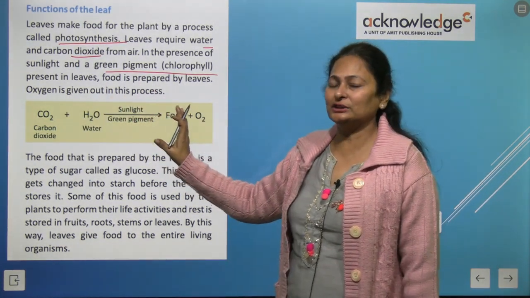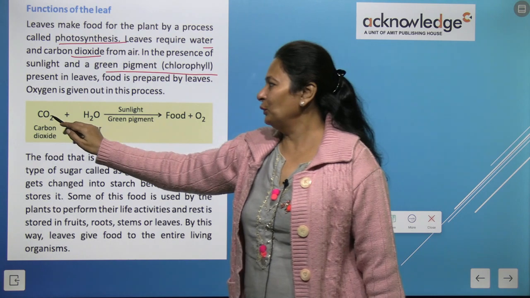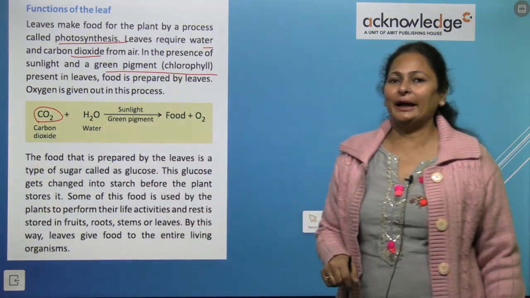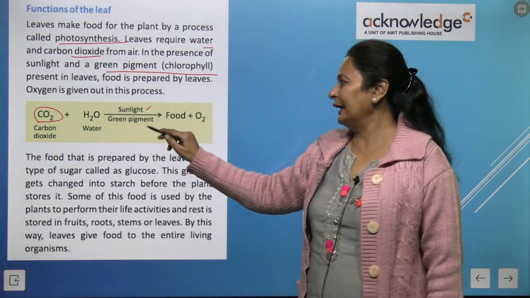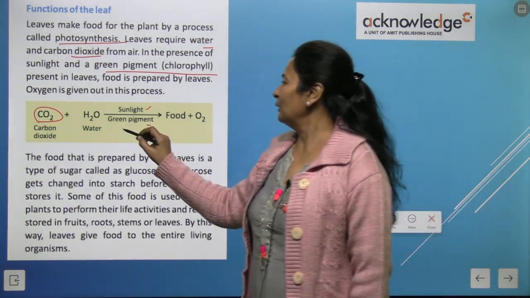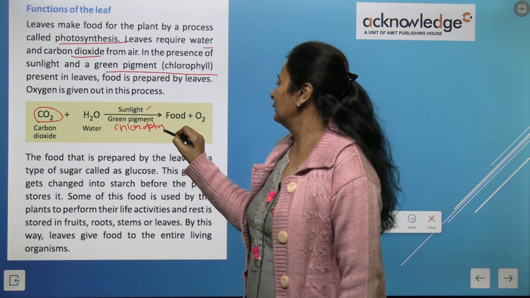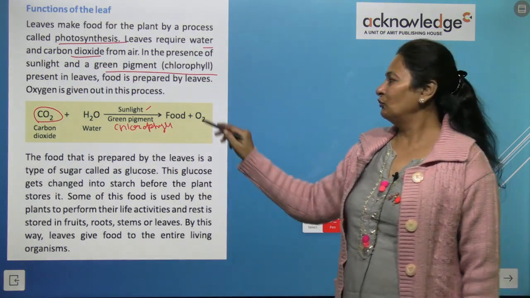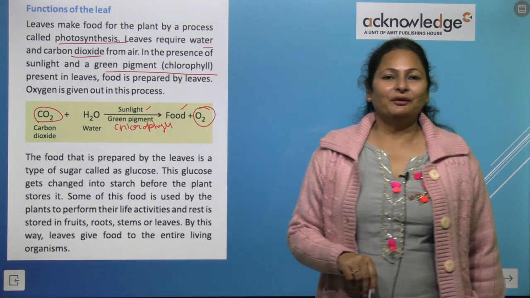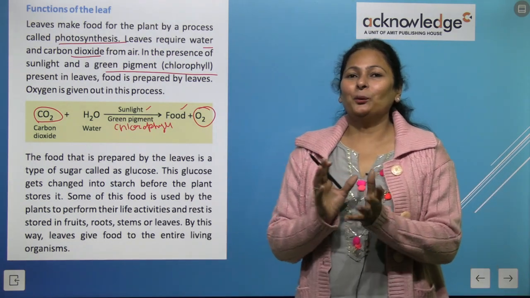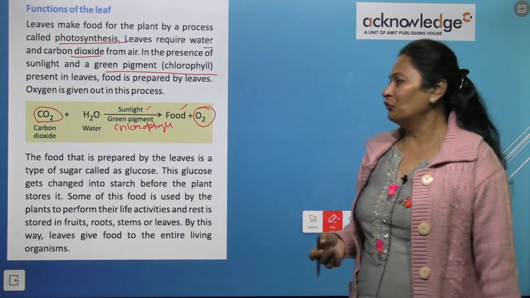Just remember this equation, and you don't need to explain the entire thing. So CO2, which is carbon dioxide, with water, which is H2O, in the presence of sunlight and green pigment, which is chlorophyll. You can write down chlorophyll instead of green pigment. So what is made? The food is made and oxygen is also released. This is the simple equation by which you can explain the entire process of photosynthesis.